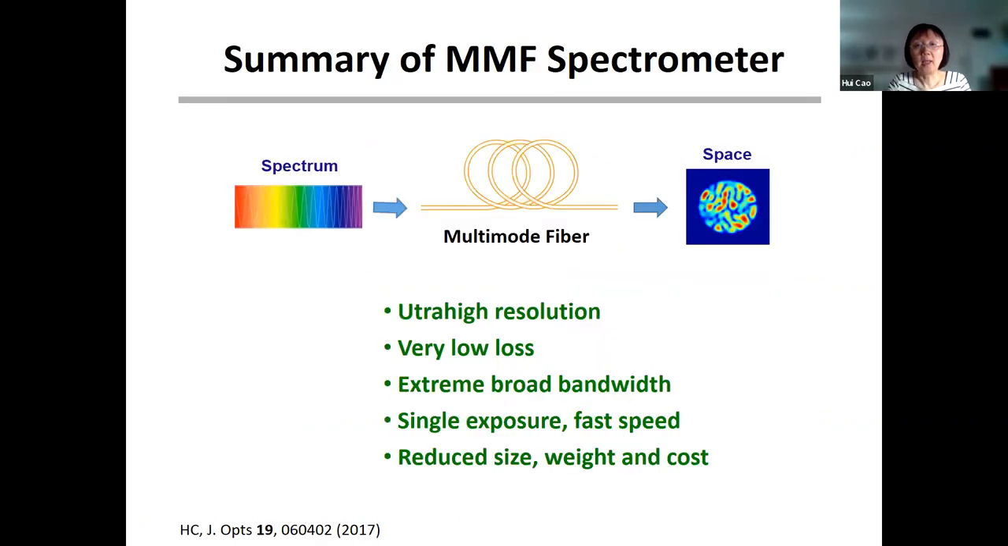So with that, let me briefly summarize the first part of my talk. I showed you that we can use a multimode fiber for spectral measurement. We can get ultra high resolution. We have very low loss because the propagation loss in the fiber is very low. And we have extremely broad bandwidth. And we can use a single exposure to recover many different frequencies, so this is high speed. And also we have reduced the size, weight, and cost.